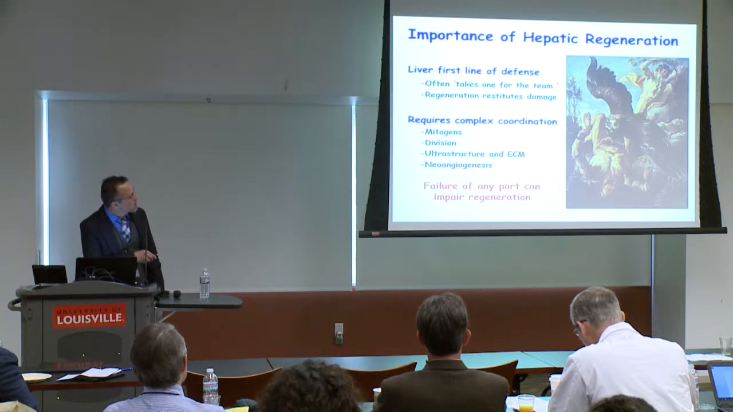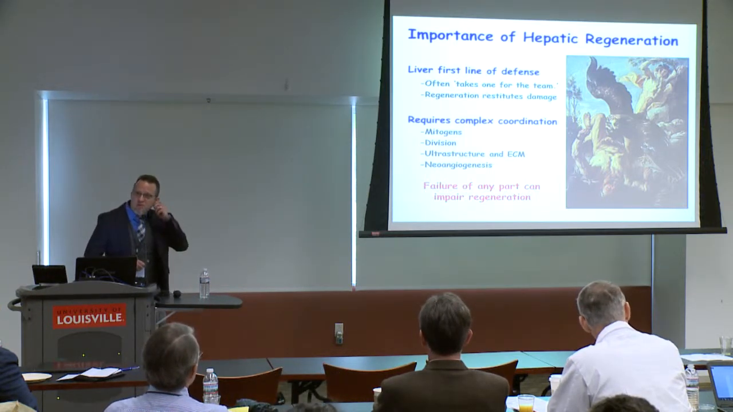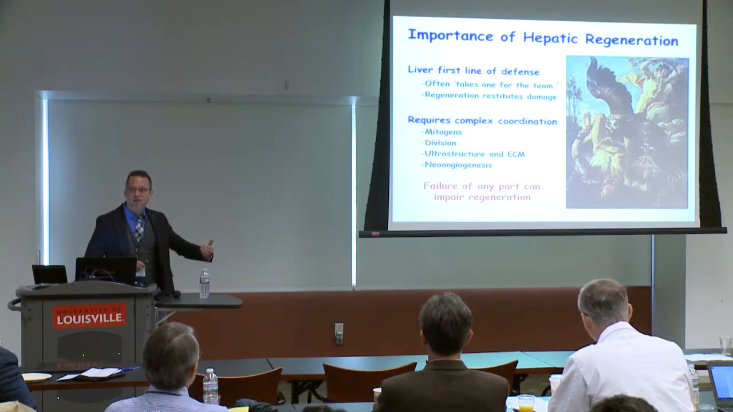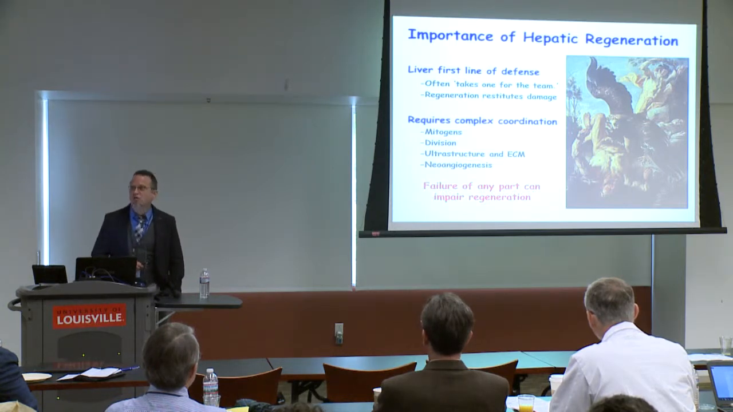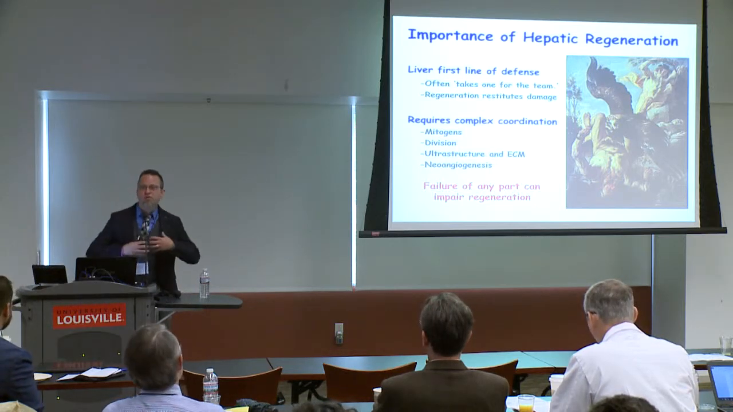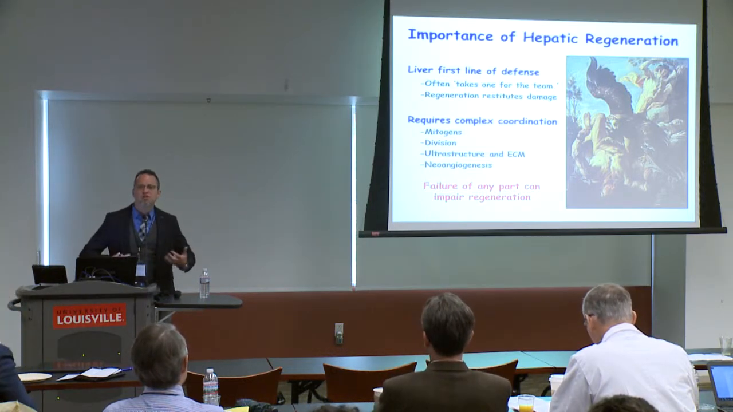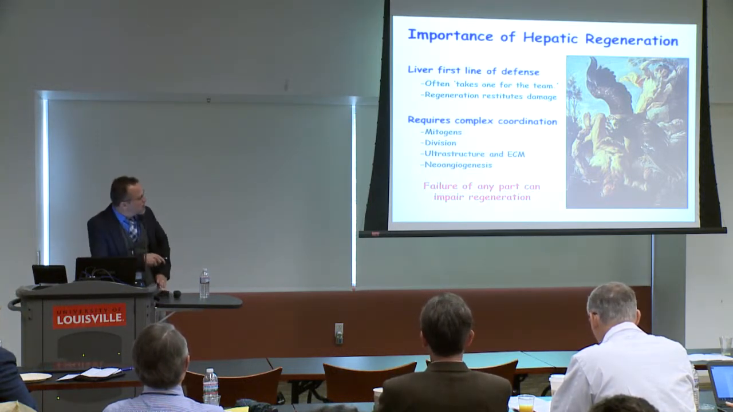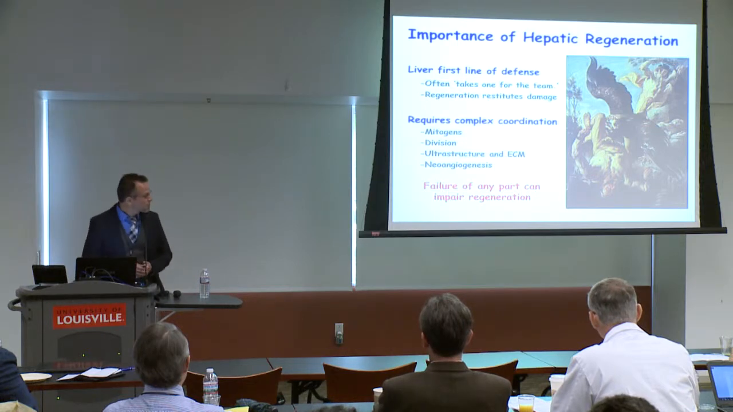This requires very complex coordination. Of course, it requires division of all cell types, and even terminally differentiated hepatocytes will then divide. It requires a release of mitogens. A whole slew of mitogens are involved. There are, of course, also ultrastructural and ECM changes that are required not only for the regeneration, but for the deposition of the scaffold for the regeneration to occur and expand. And coupled with that, of course, is neoangiogenesis, so the blood flow and oxygen and nutrient supplies can get to the new areas of the organ.